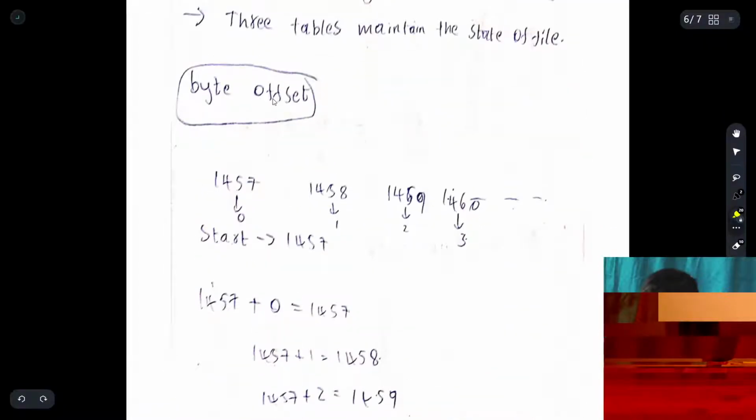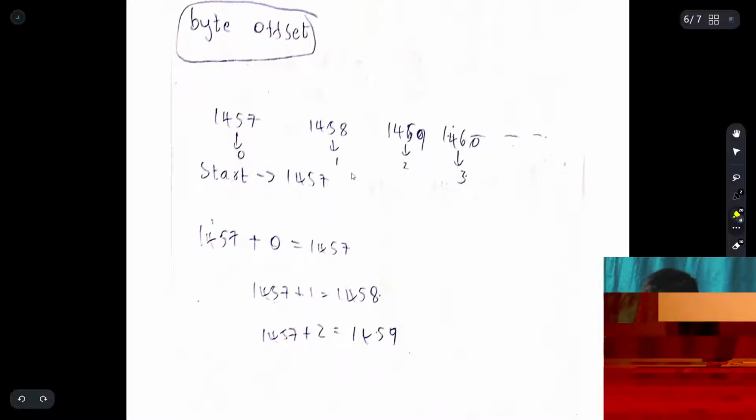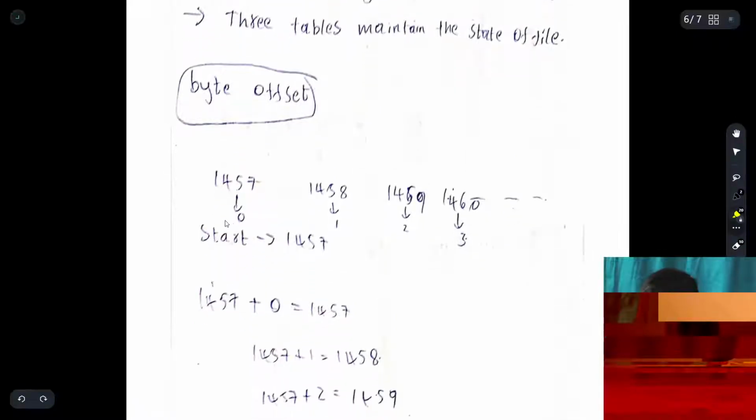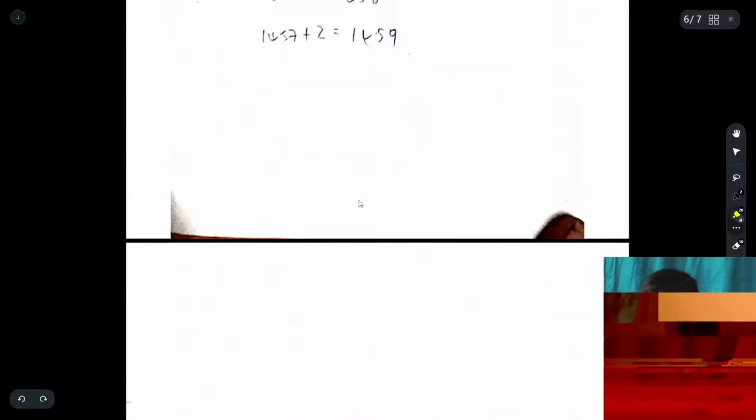If you consider the byte offset, the byte offset is nothing but the adding of things, or we can say, like the file descriptors. This is a descriptor. If you add the initial value to this descriptor, then it will show its increment. So the increment is known as the byte offset. It is not much important.